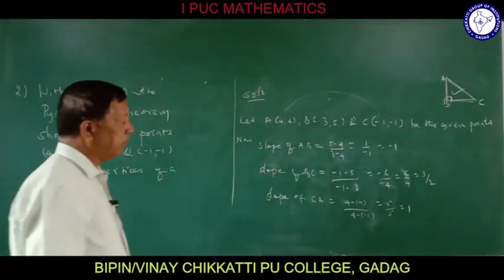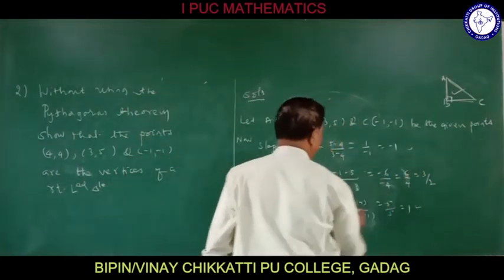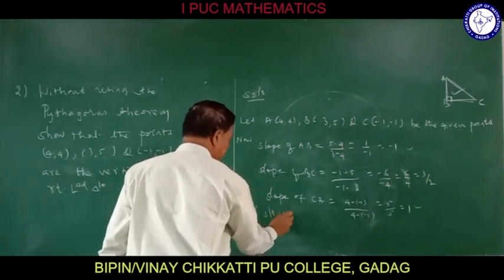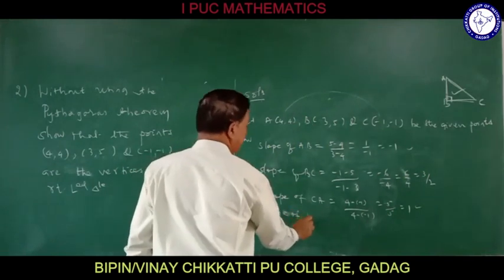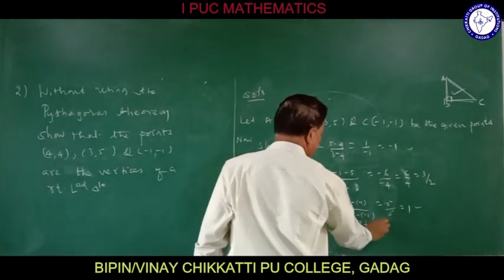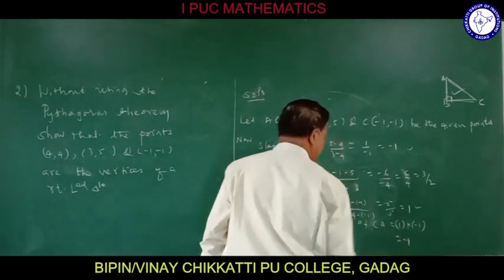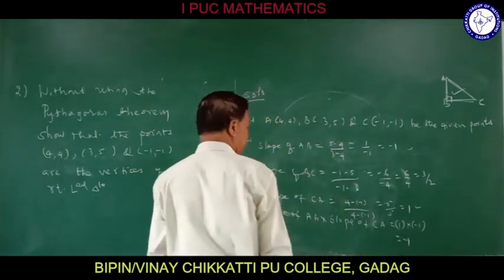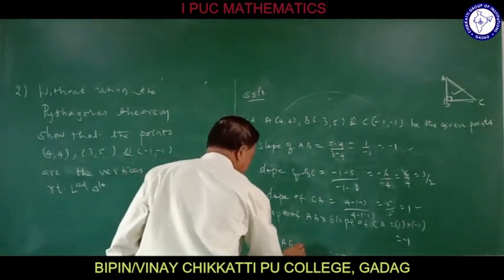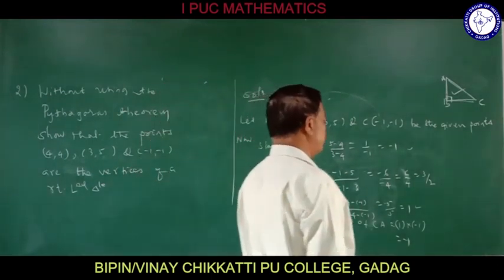Now you have to find the product of slopes. The slope of AB into the slope of CA is equal to 1 into -1, which is equal to -1. The product of their slopes is equal to -1. Therefore, AB is perpendicular to CA.